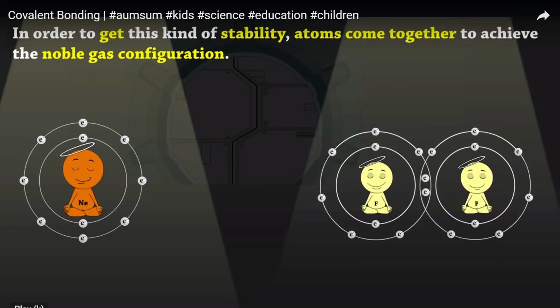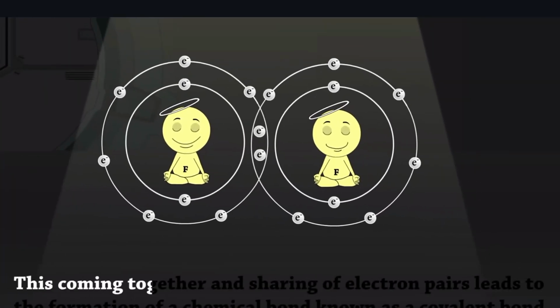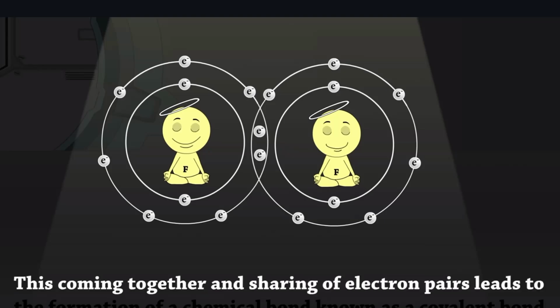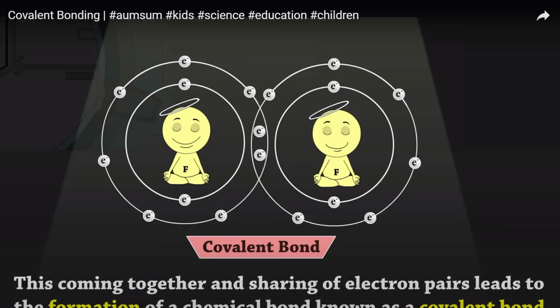Okay, we are on page 41 for one. Okay, so here we can fill this in. This coming together and sharing of electron pairs leads to the formation of a chemical bond known as a covalent bond.